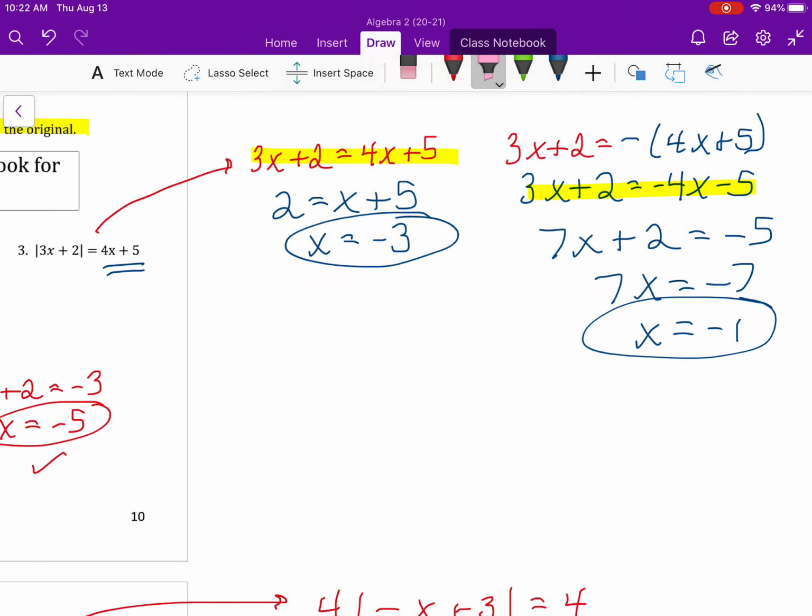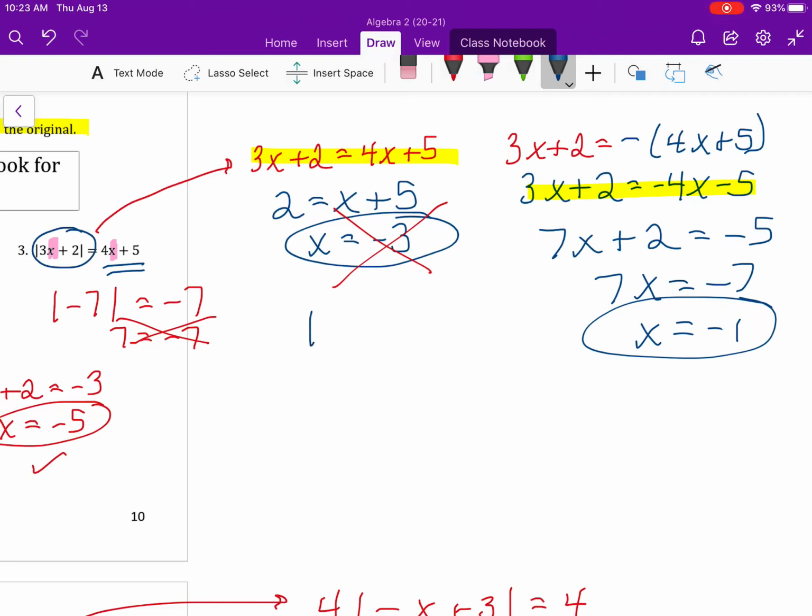So look what happens. If I plug in negative 3 here and here, I get, let's see, the absolute value of negative 7 equals negative 7. Well, the absolute value of negative 7 is actually just 7. And this is not true. So this is not a solution. This is an extraneous solution. So you always have to check your answer. Let's try the other one.